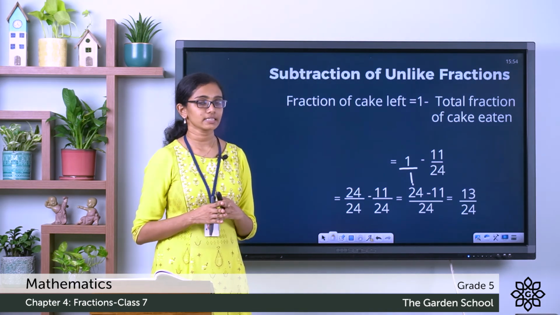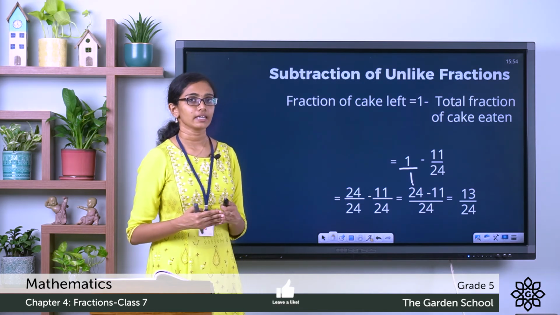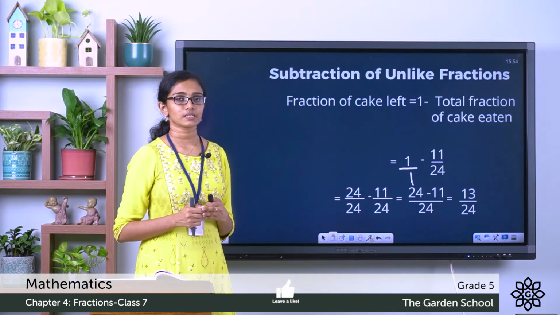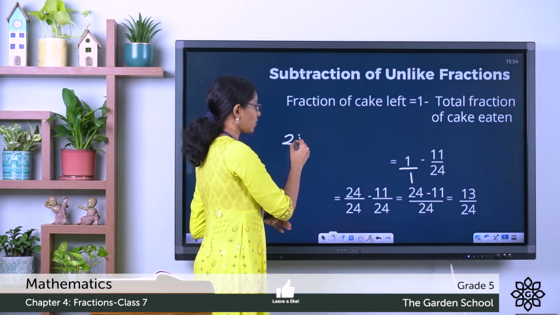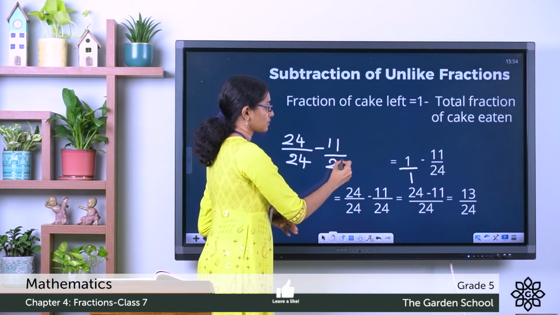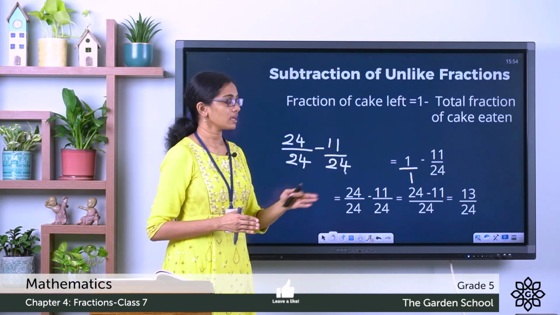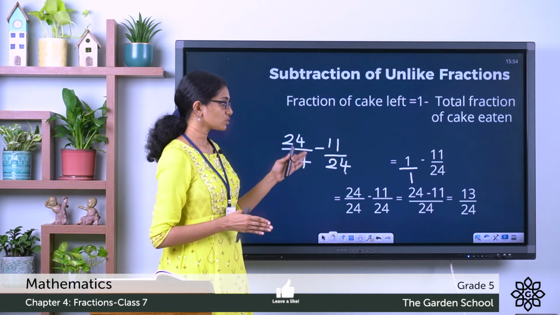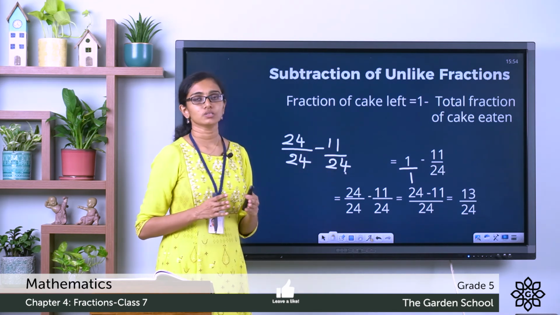You can also think it like this. To get 1 as the whole number, what fraction can we write there? From the other fraction, it is clear that there is a total of 24 parts. So the whole is 24. So instead of this 1, you can write 24 by 24, then minus 11 by 24. So this is one way, or else you can imagine there is a denominator 1, make the denominator same by finding the LCM, then proceed with the subtraction. So when you do like this, you get the fraction of the cake left is equal to 13 by 24.